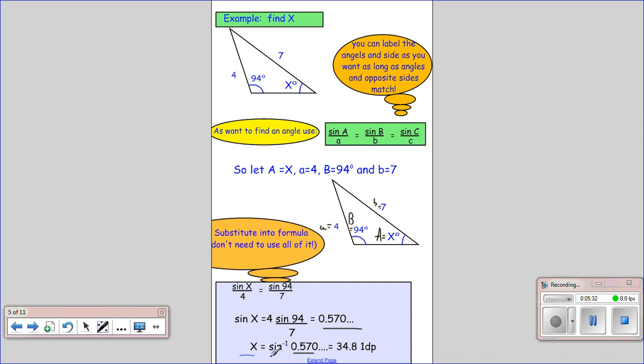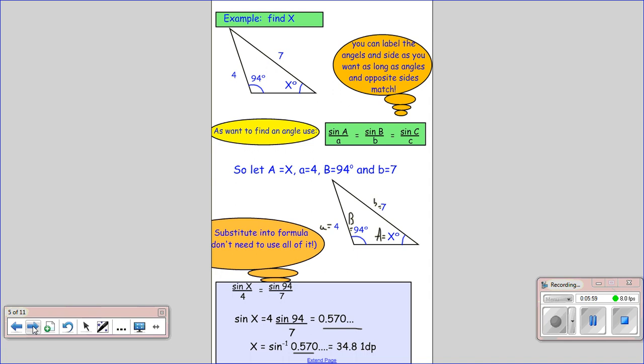Now make sure that you use the answer button, so don't round it at this stage, don't round it right till the end, or else you might find you lose some accuracy and you could end up losing a mark. So press the answer button on your calculator, and here I've got my answer is 38.8 to 1 decimal place. I should have a degree sign, shouldn't I?